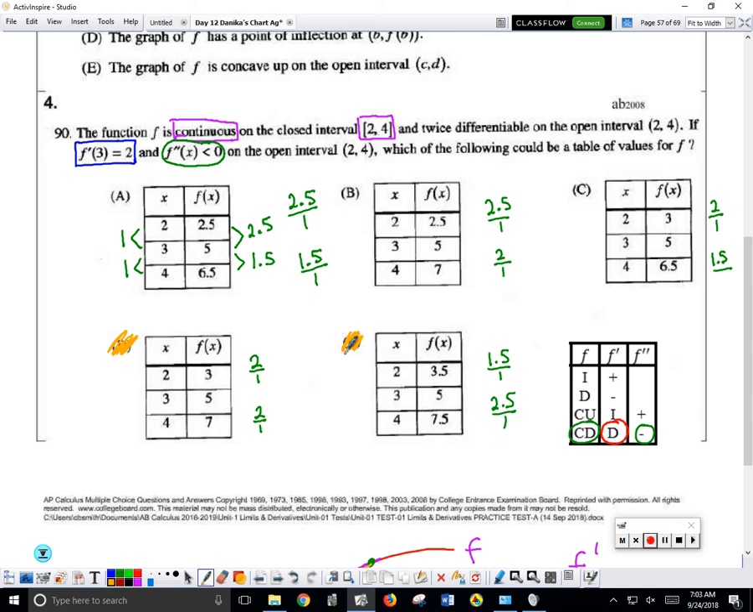So now what? This is where I got stuck. Yeah, same.